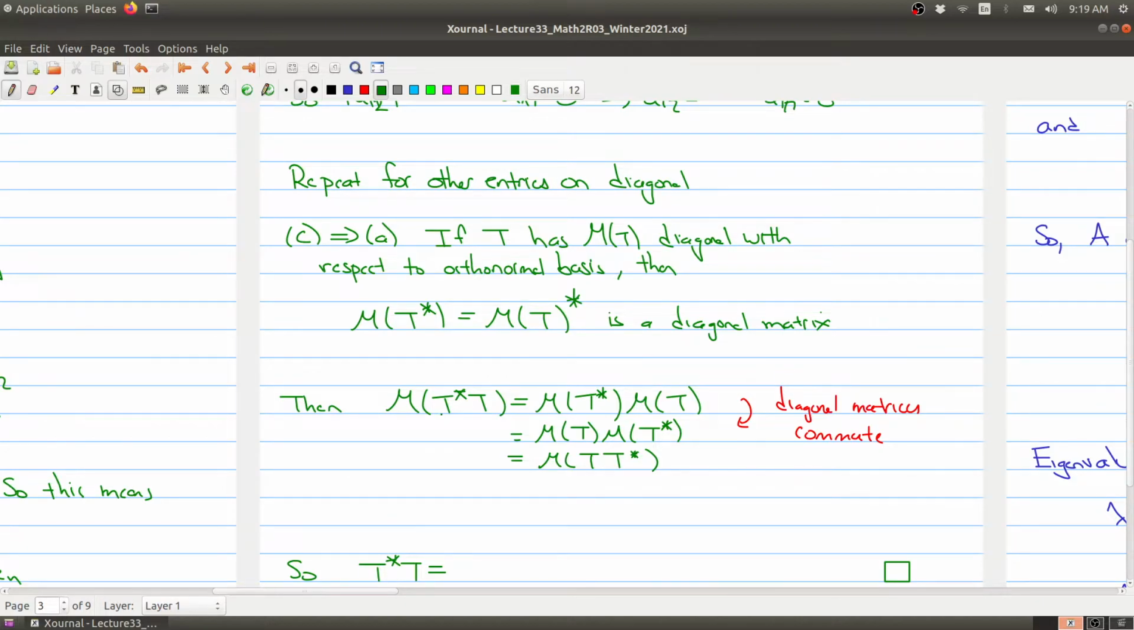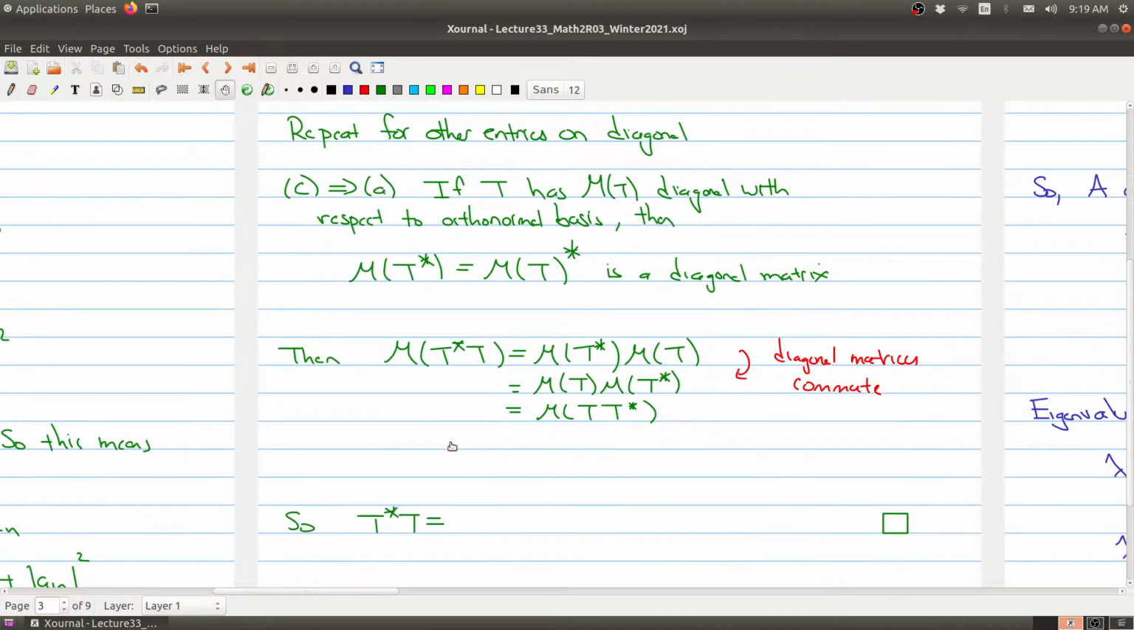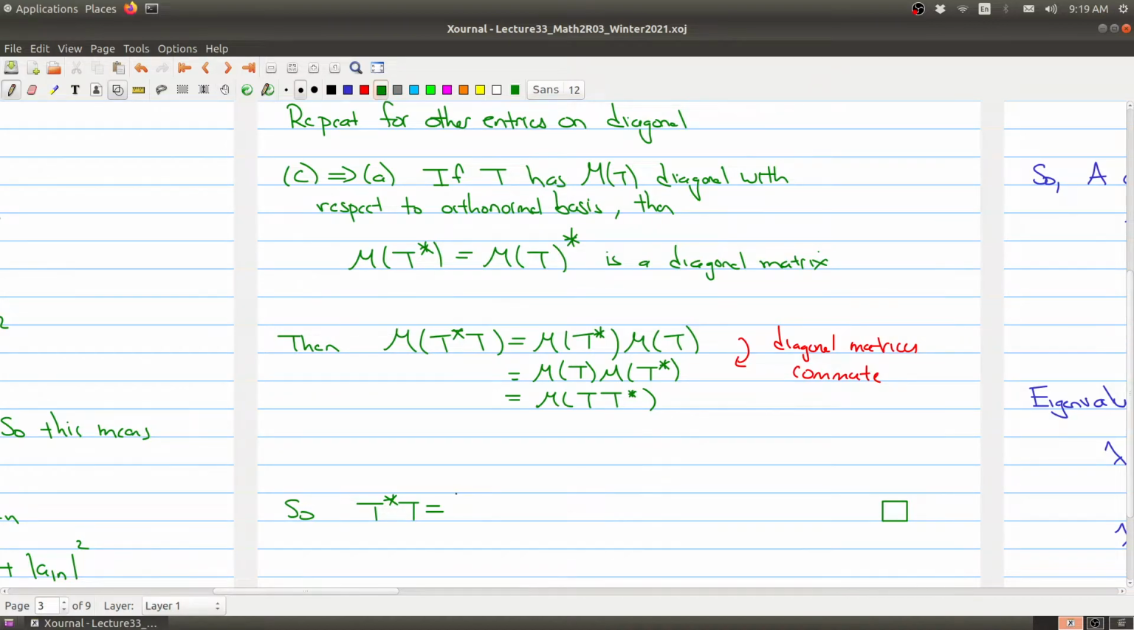Because T composed with the adjoint and the adjoint composed with T have the same matrices, that can only happen if the operators are the same. So the order in which you compose these operations doesn't matter, but this means that the operator is normal. So T is a normal operator. Okay, so that proves the complex spectral theorem.